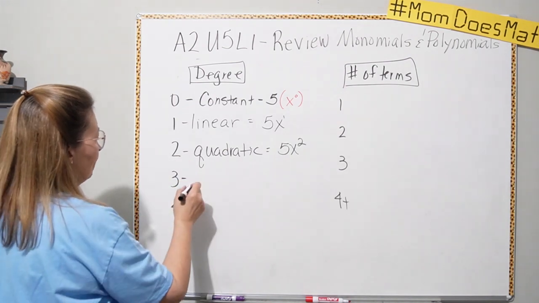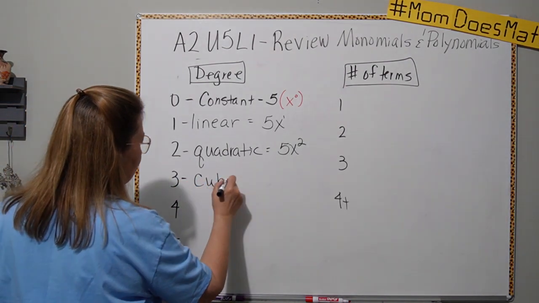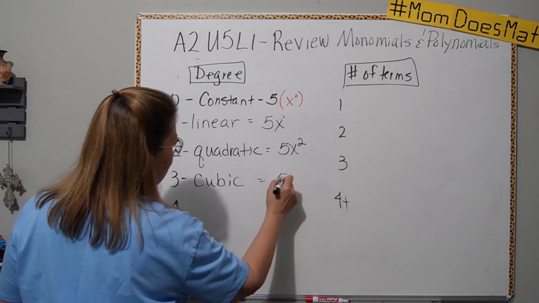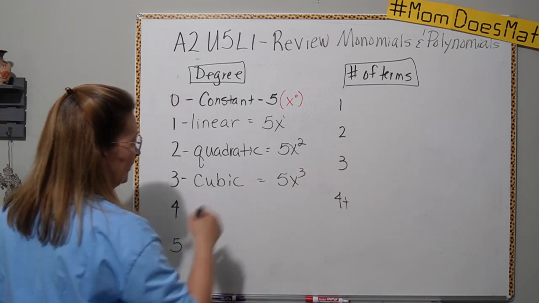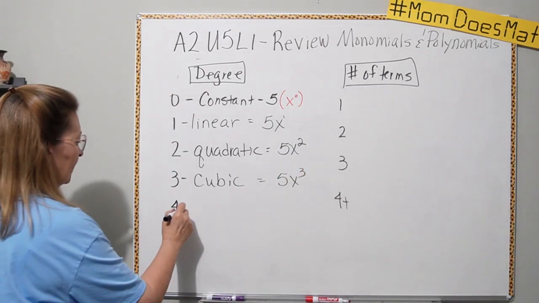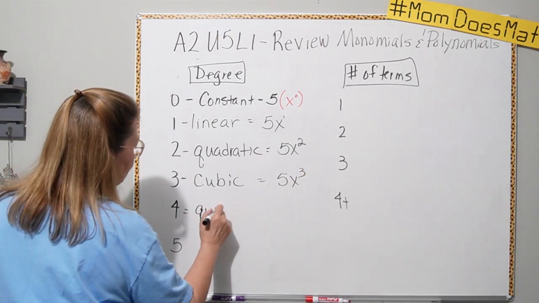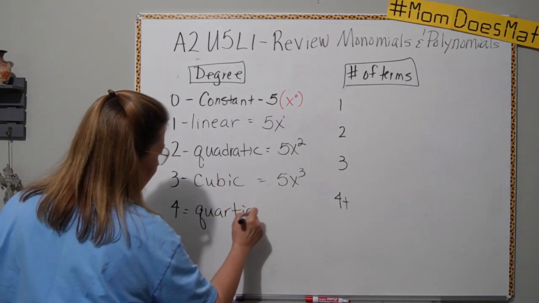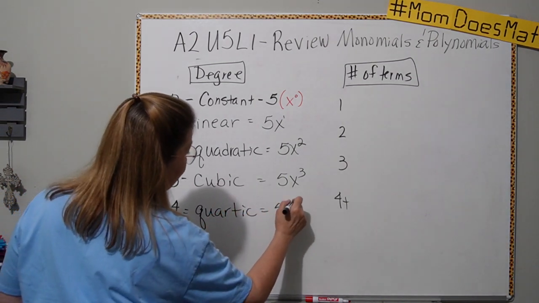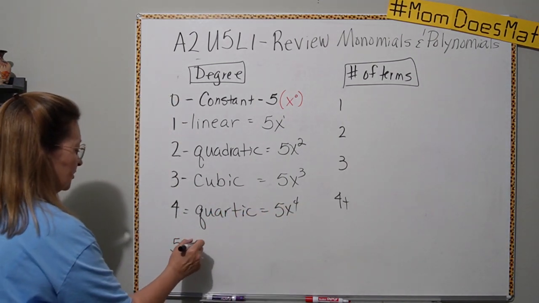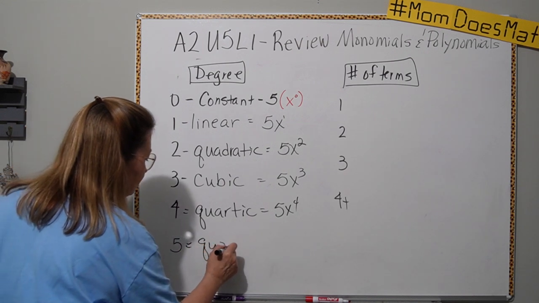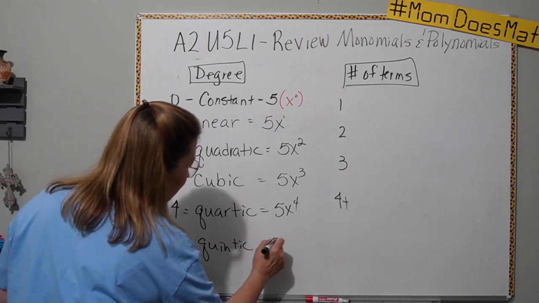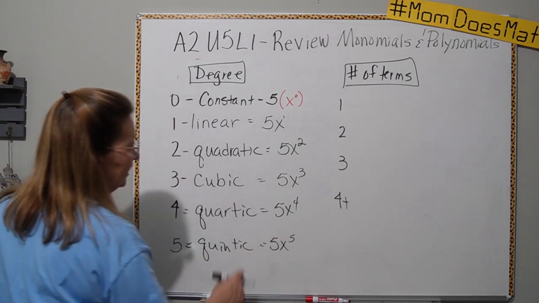All right, what about 3? Well, that's going to be your cubic. So you could have 5x to the 3rd. That term is cubic. 4th is called quartic. So that would be 5x to the 4th. And then the last one, number 5, is quintic. 5x to the 5th would be an example.